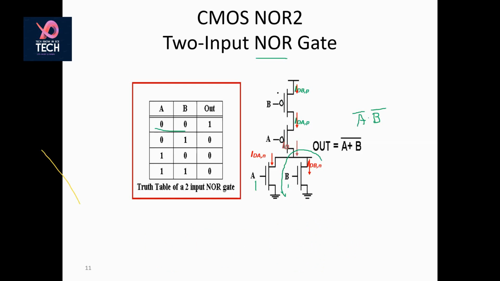If you want to convert it to an OR gate, the only thing you have to do is add an inverter here like this. So this becomes your A plus B. Okay.